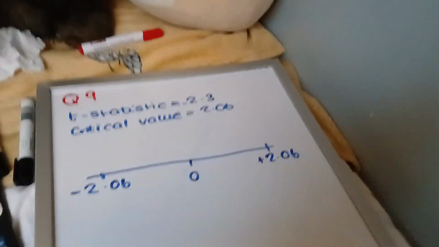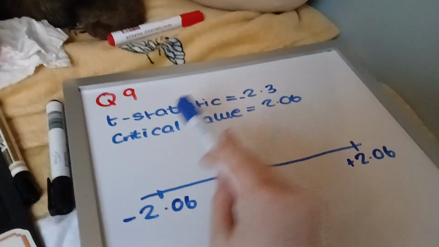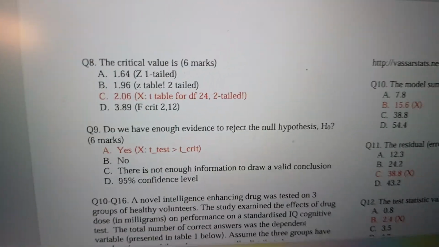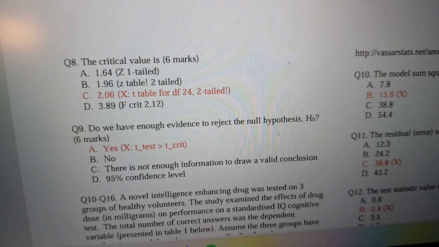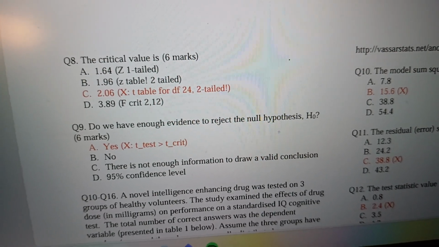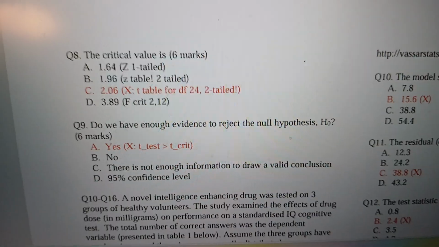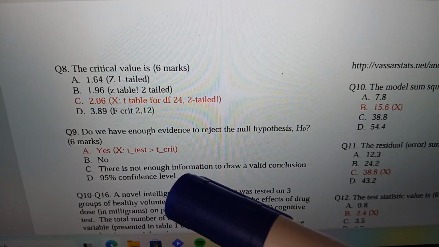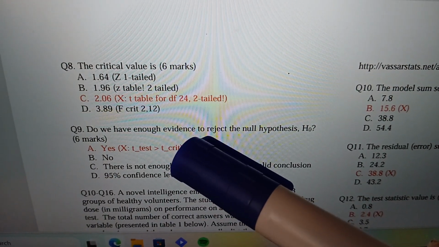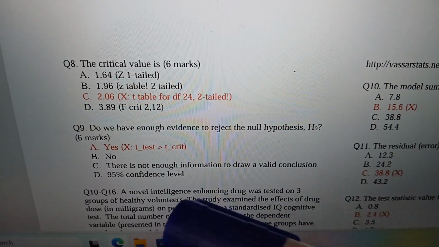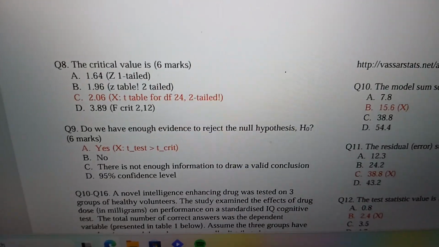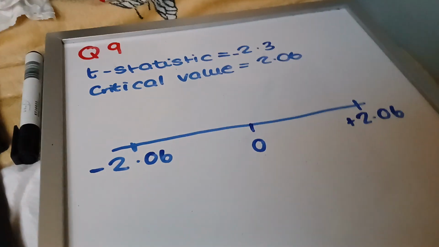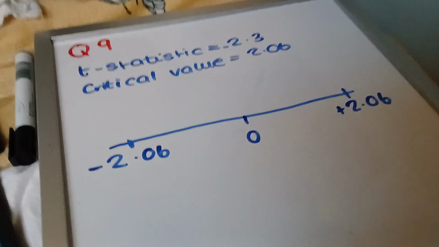So now we're on question 9. It's asking, do we have enough evidence to reject the null hypothesis? So are we able to say that there hasn't been a change? I find the null hypothesis so confusing. We are basically asking, are we able to say no to the fact that there hasn't been a change? So we're saying no, there has been a change. In this case we want to reject the null hypothesis.